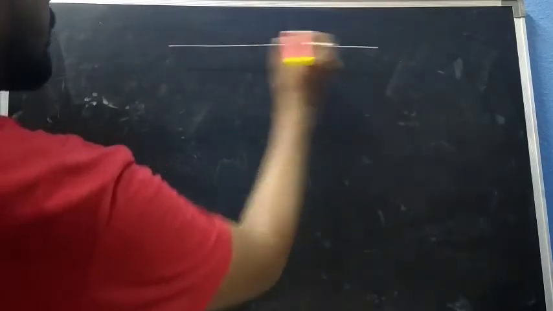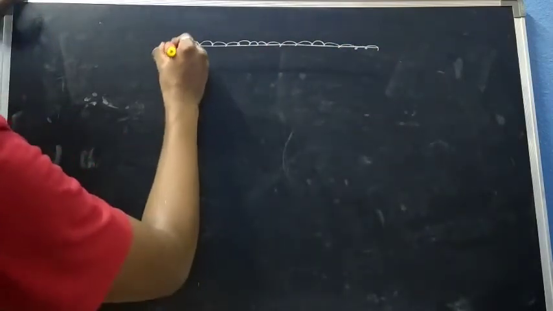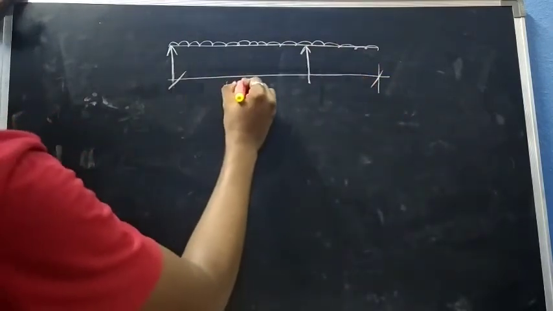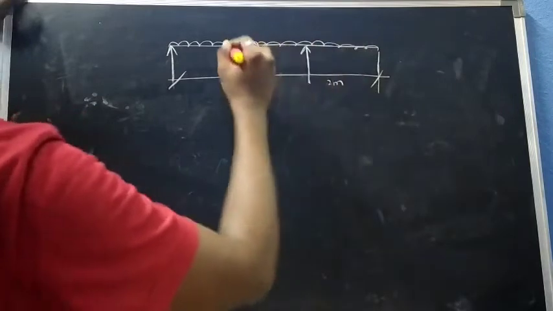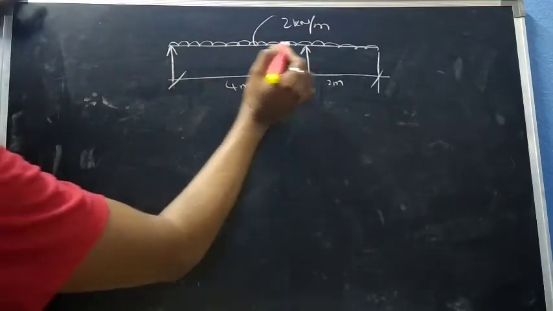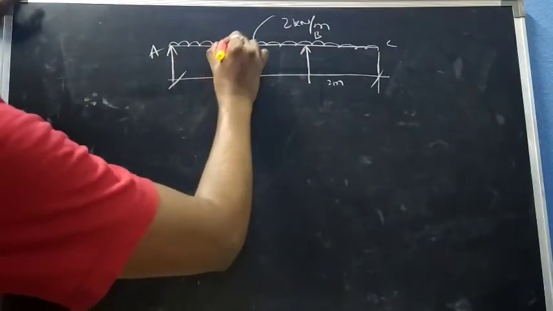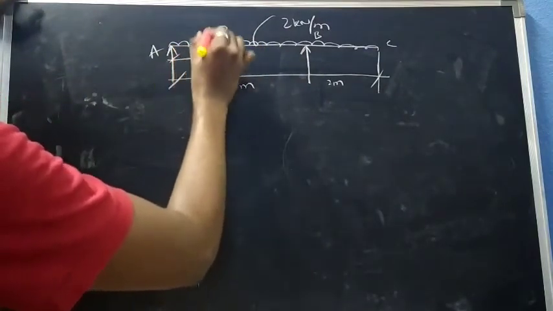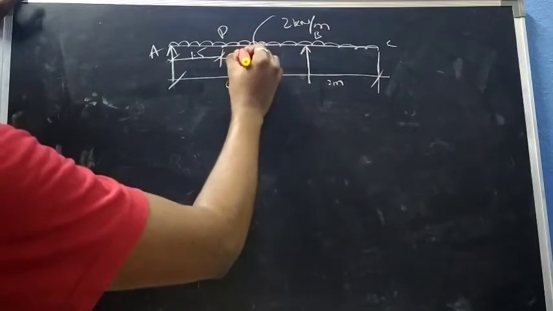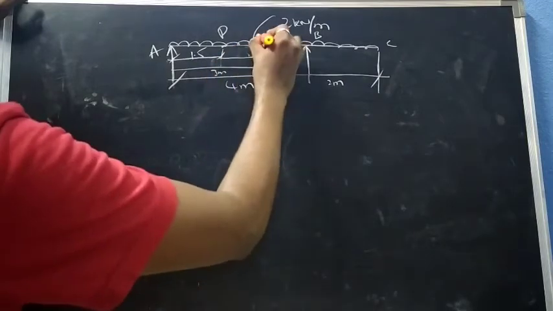First we need to draw a free body diagram. There is a uniformly distributed load here, another load will be here. The distances will be 4 meters and 2 meters, and the load will be 2 kilonewton per meter. Then there are points A, B and C, and point D is somewhere here, at a distance of 1.5 meters, and point E is somewhere here, at a distance of 3 meters, not 1.5.